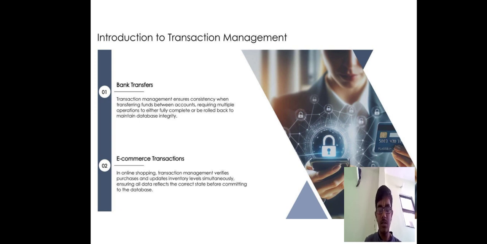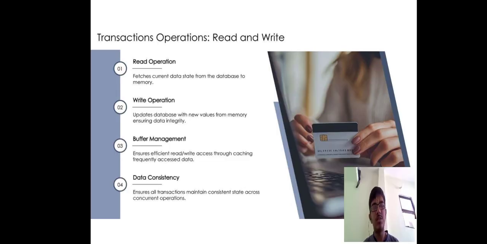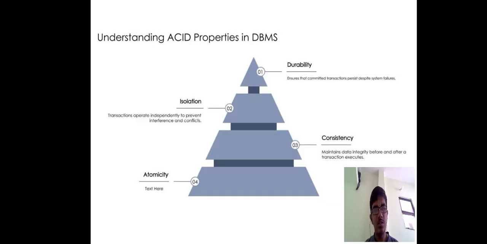So basically, we can see the transaction mostly in bank transfers and e-commerce transactions like Zomato and others. Then next is how transaction management operates and handles read-write queries. So read operations and write operations are very important in transaction management. The next is buffer management. Data consistency plays a very important role.